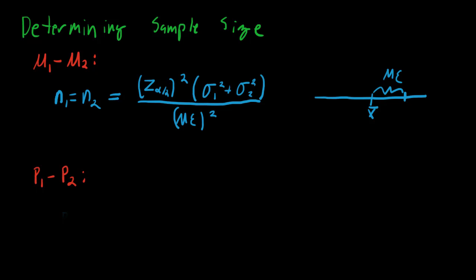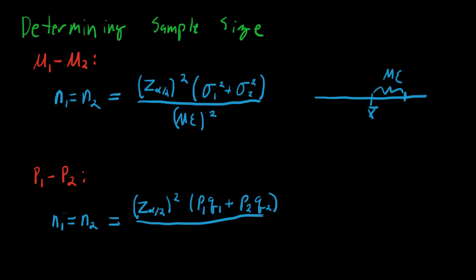Now to determine the same thing for our proportions, we have again almost the same identical formula. We have n1 equals n2, and we have that equal to our z sub alpha over 2, that value squared, times, now we have p1 times q1 plus p2 times q2, and all that over our margin of error squared, so ME squared.